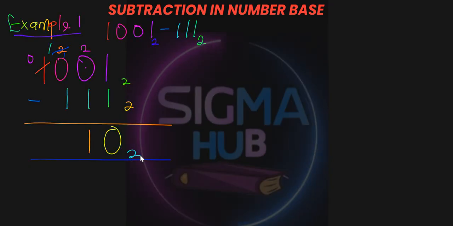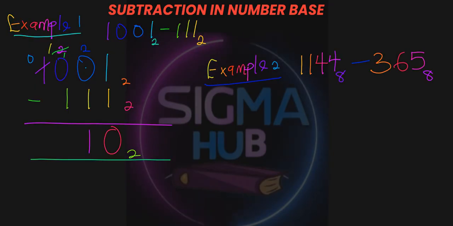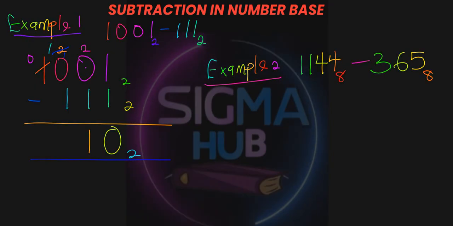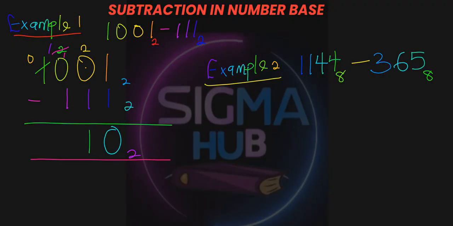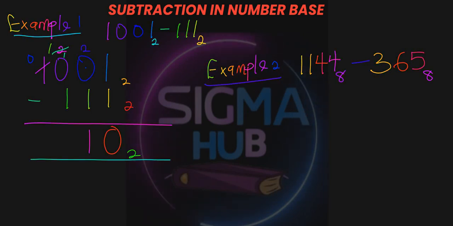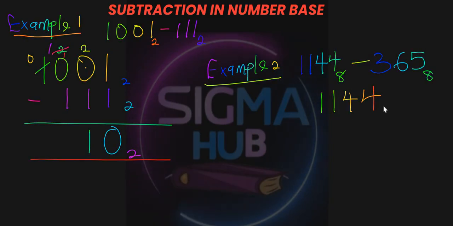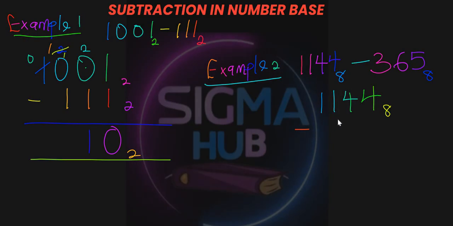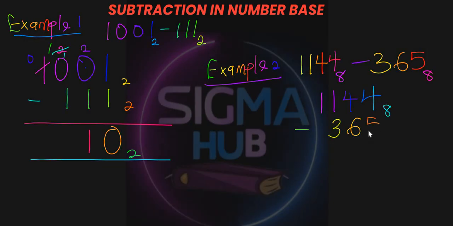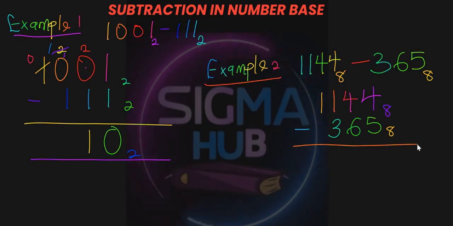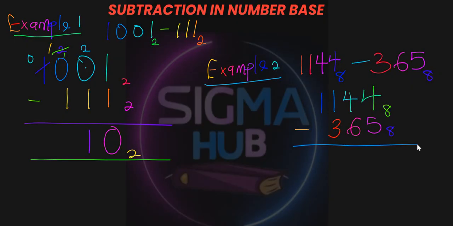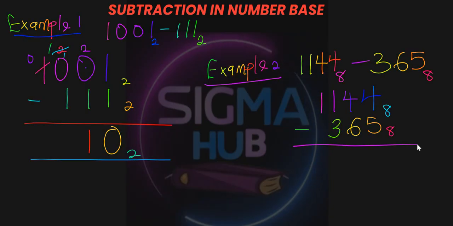Now let's consider another example. In example 2, we are asked to solve 1144 base 8 minus 365 base 8. So we are going to be using the same procedure. We have 1144 in base 8 minus 365 also in base 8. So in this case, we have 4 minus 5. You can see it's not possible for us to subtract 5 from 4.